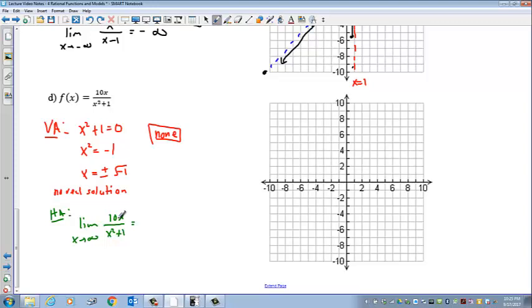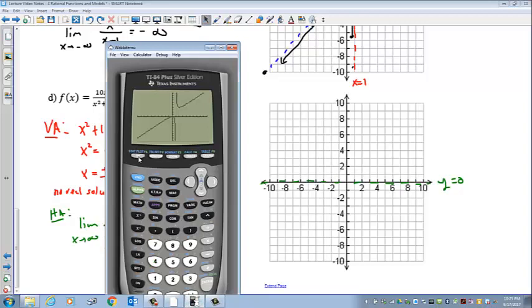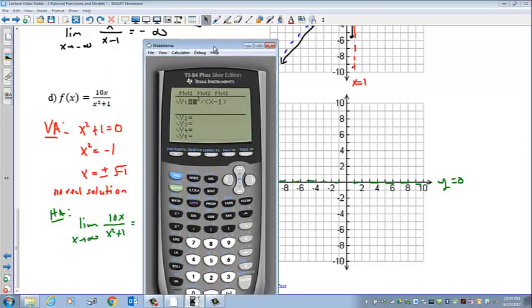A million's a big number, and 10 times it's even bigger. But a million squared is so much bigger, it's basically going to force it to 0. So this has a horizontal asymptote at y equals 0. So there were no vertical asymptotes, but there will be a horizontal asymptote here at y equals 0. And when you graph, this one's kind of funny because there are no vertical asymptotes. So it doesn't blow up or blow down, but you can see what the graph looks like.